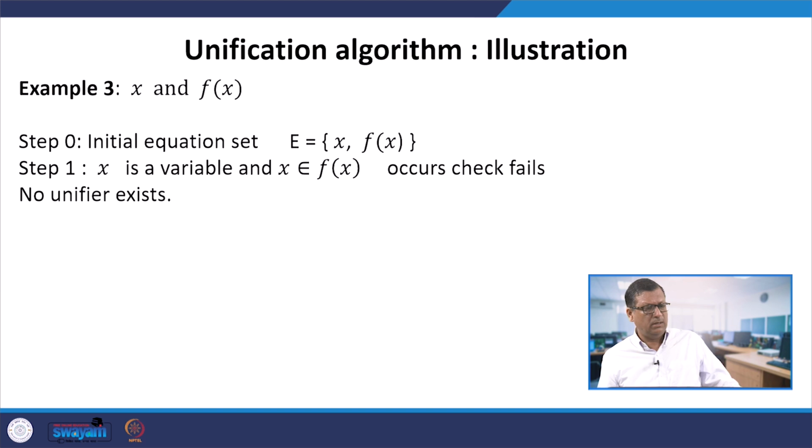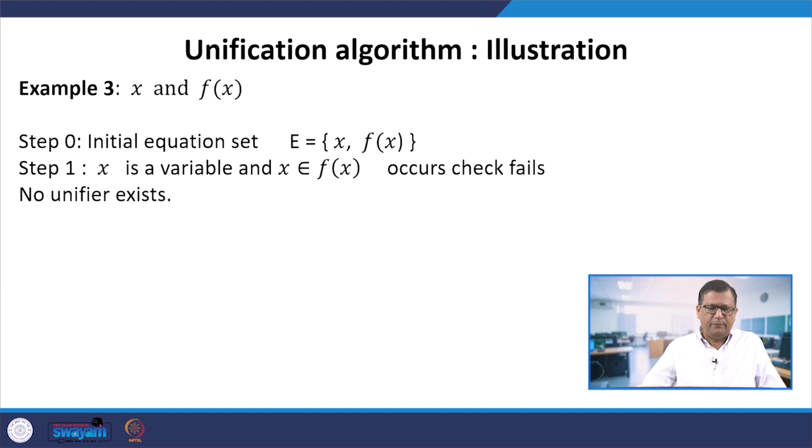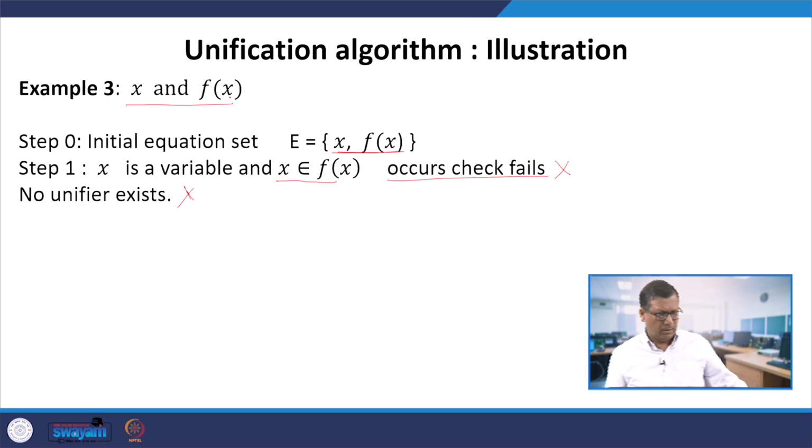Now the third example, we have x and f(x). The initial equation set will be x and f(x). Now x is a variable and x belongs to f(x), so the occurs check fails. So here it is not a success, it failed, no unifier exists. This is the situation of the occurs check. So there is no unifier for x and f(x).